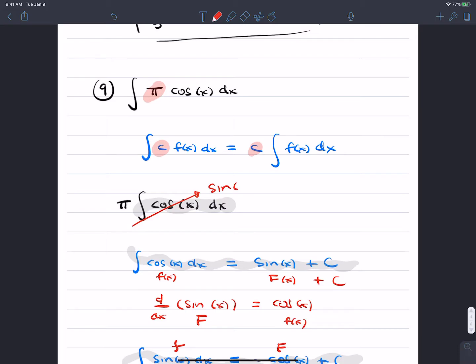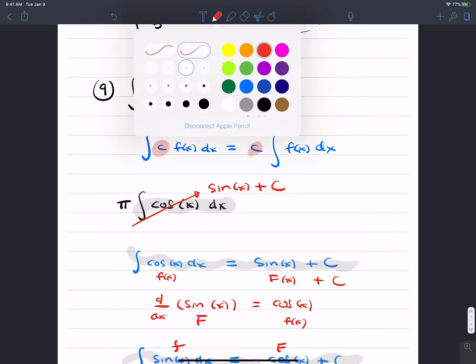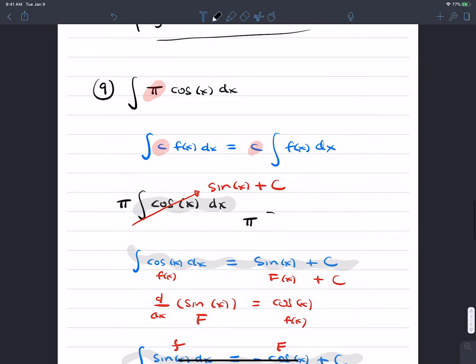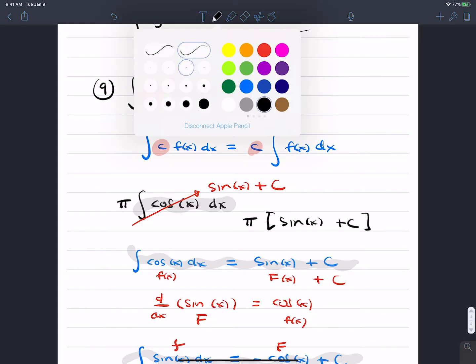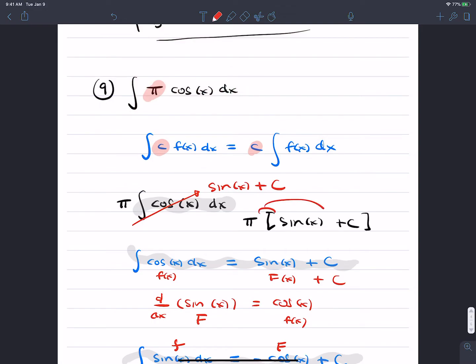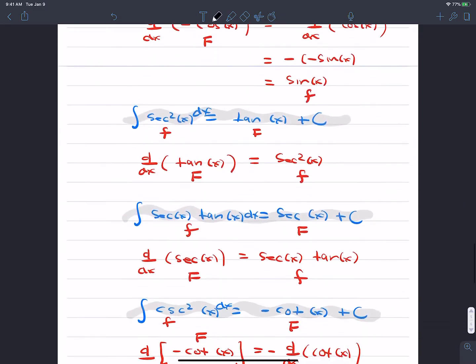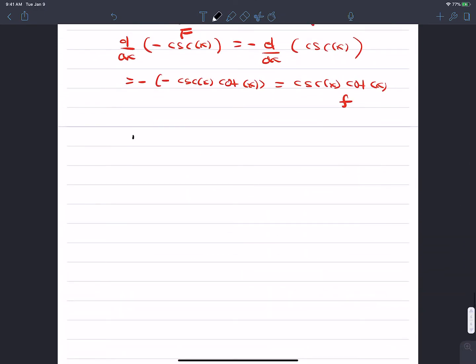Is that sine? Don't forget plus c. Now let's put all this together so you guys know. I'm going to put this together here so we talk about the details. That's pi now times what? Sine plus c, and again, you're going to have to distribute. Okay? So what do you guys get when you distribute? We're going to put it all the way down here. You get what? Pi sine x plus pi c.